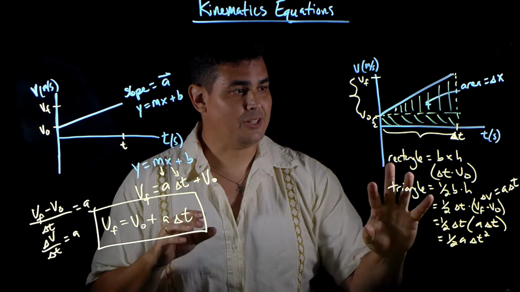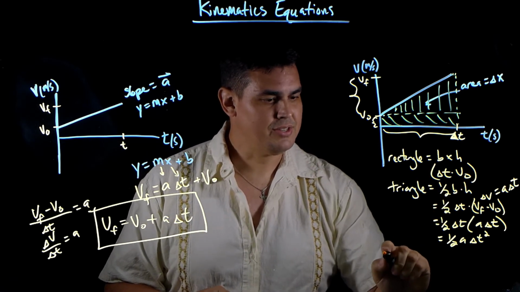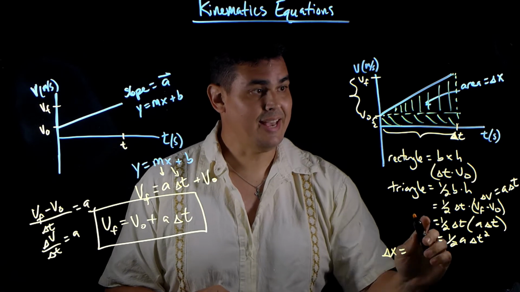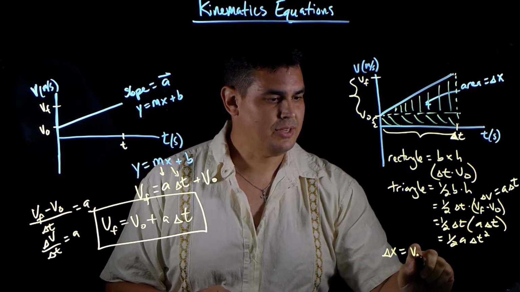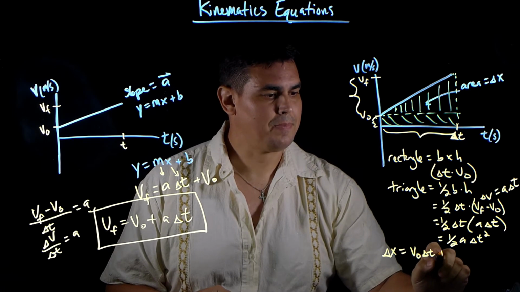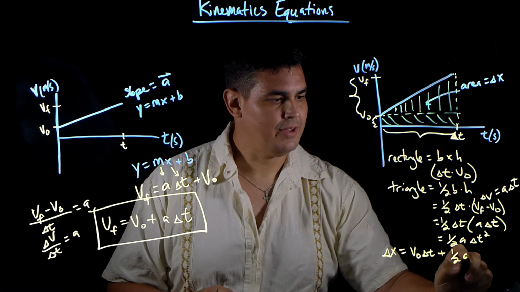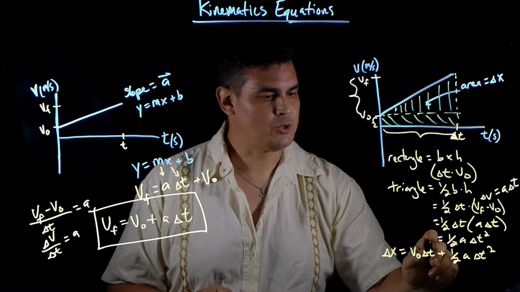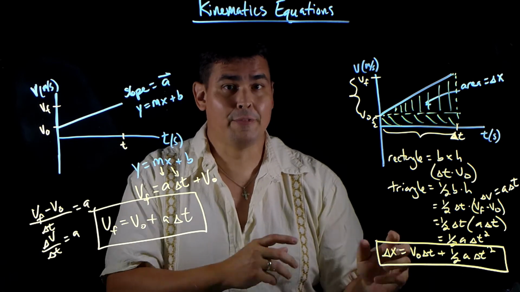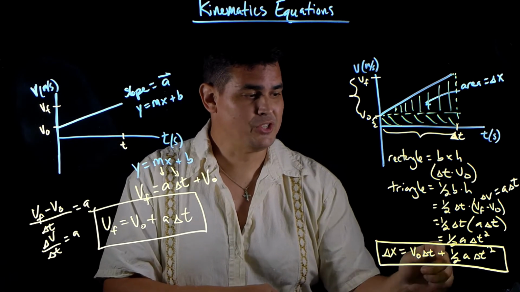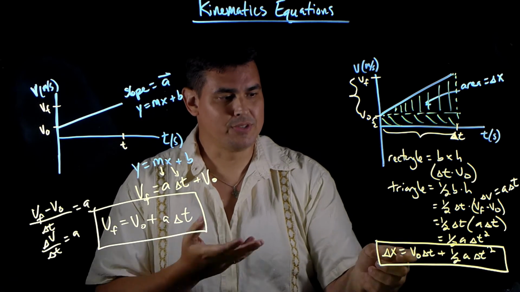Okay, so let's add this all up. Delta x is my area, which equals my rectangle, initial velocity times time, plus the triangle, which I said is 1/2 a times delta t squared. This is your second kinematics equation. And if you look at this, this is really just a quadratic equation, ax squared plus bx plus c equals some number.